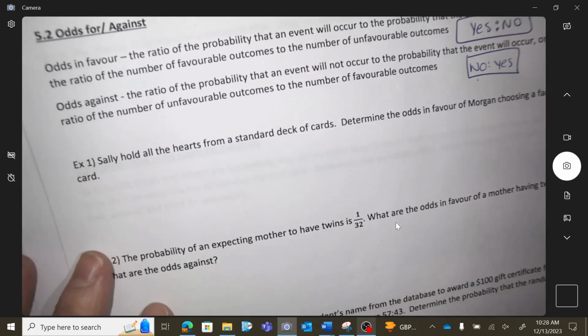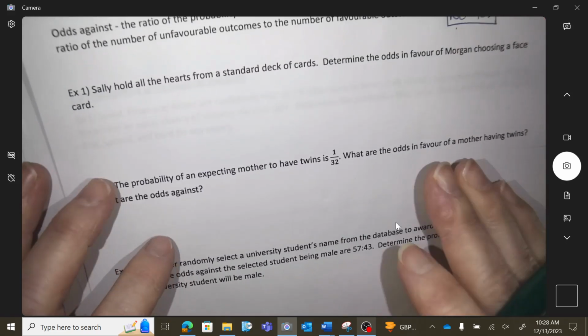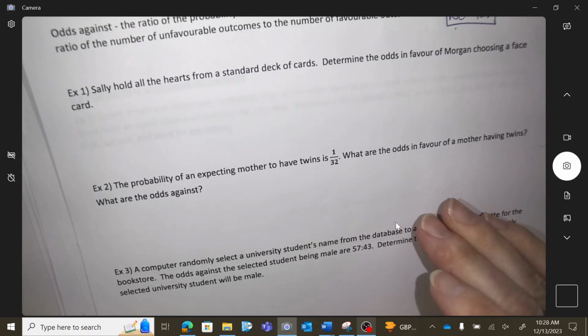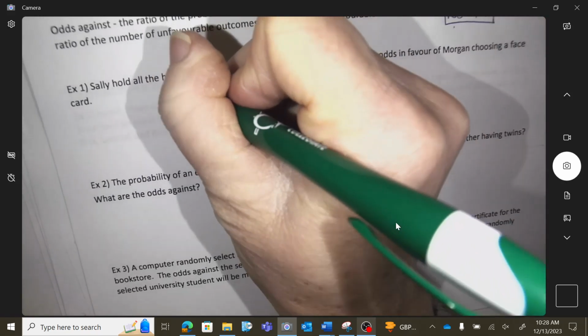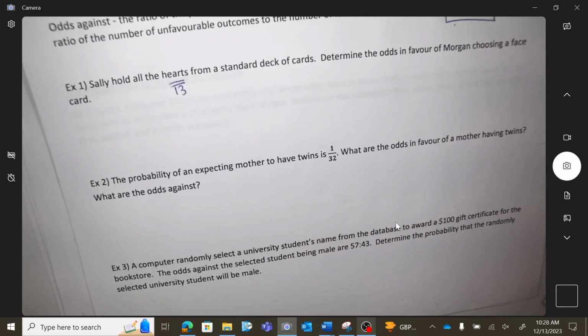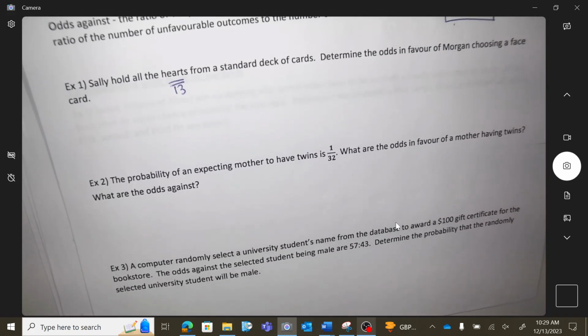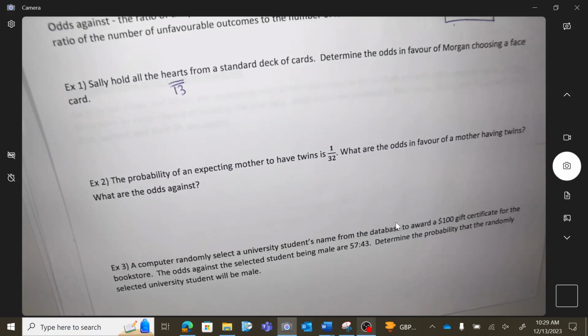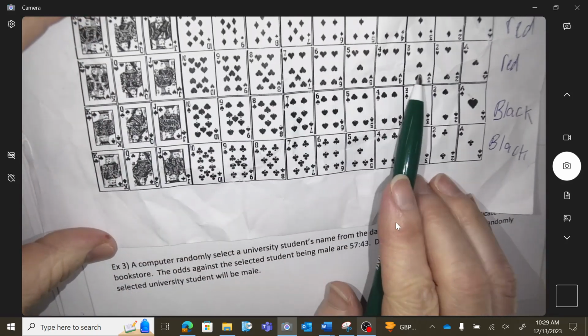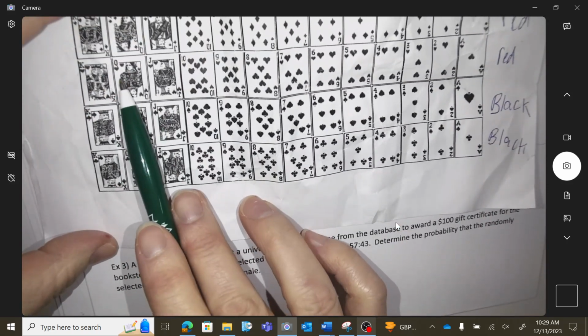Okay, Sally is holding all of the hearts from a standard deck of cards. Do you know how many hearts there are in a deck? There's 13 hearts in a deck. Did you know that? Okay, so look at all these hearts. There's 13 of them. Got that visual in your head?